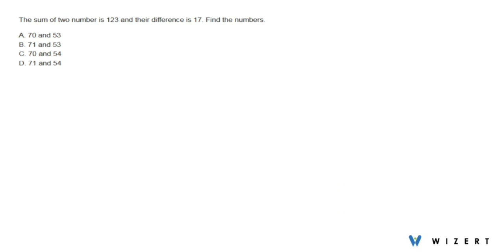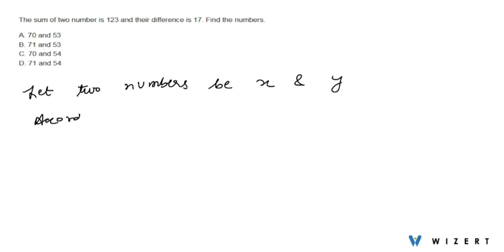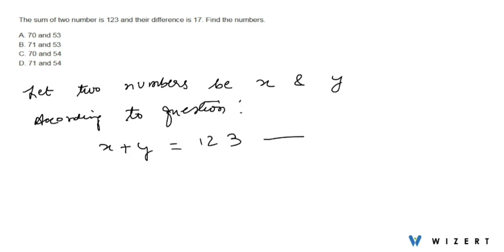The sum of two numbers is given as 123 and their difference is given as 17. So we have to find these numbers. First of all, we'll assume that the two numbers that we have to find out are x and y. Now according to the question, the sum of these numbers is 123. So x plus y is 123.